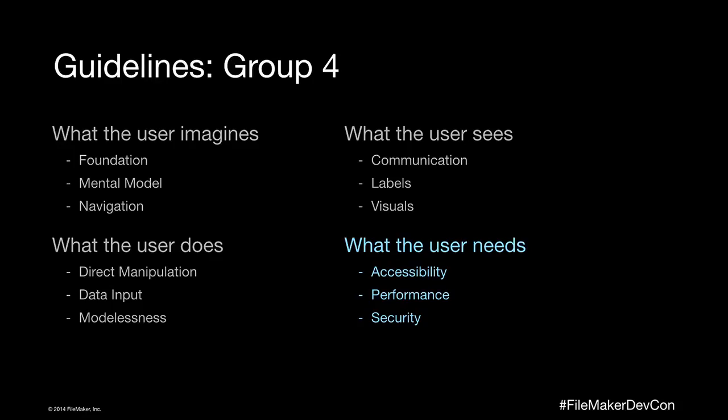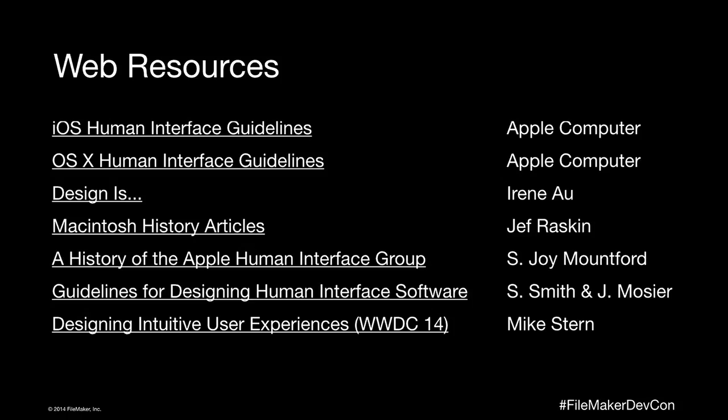That was group 4, what the user needs. It's too easy to overlook these important aspects of the user experience. Make sure they get equal time in your development process. So there you have it, a very selected exploration of Apple's human interface guidelines. My hope is that this talk has inspired you to read the guidelines for yourselves, if only to find out how much I made up.